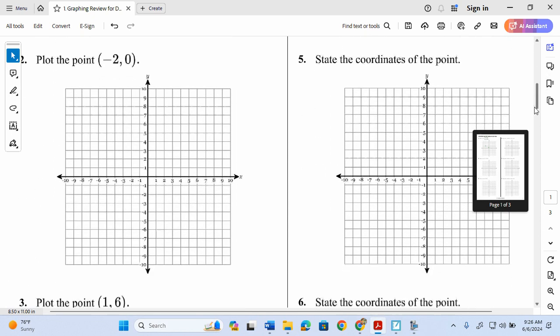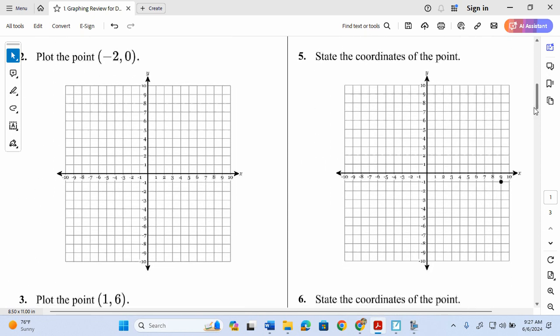All right, so let's go to 2. The first one is our x, what we do on the x-axis. So we find -2 on the x-axis. And then it tells us whether to go up or down, and in this case, it's telling us stay. Don't go up or down. So we're just going to go right here. This is the point -2, 0.